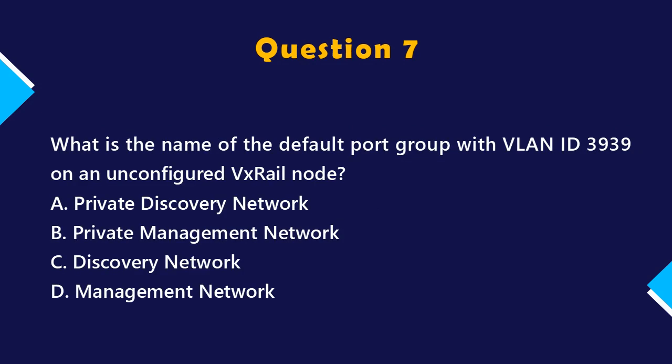Question 7. What is the name of the default port group with VLAN ID 3939 on an unconfigured VxRail node? A. Private Discovery Network. B. Private Management Network. C. Discovery Network. D. Management Network.